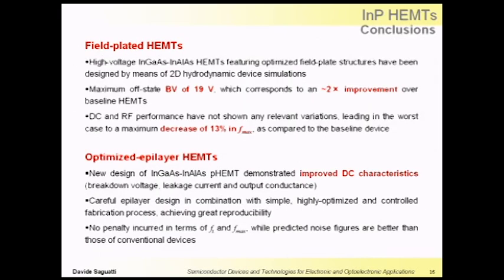So to conclude this first part concerning field plated HEMTs and high voltage HEMTs: high voltage InGaAs/InAlAs HEMTs featuring the field plate have been designed and fabricated, with a breakdown voltage of 19 volts. There is a typo there, it's a 35% improvement over the baseline HEMTs, and a decrease of 30% in the Fmax is noticed when adding the field plate. Optimizing the epi layer of HEMTs improved the DC characteristics as well as the noise figure, which should be even better than conventional devices.